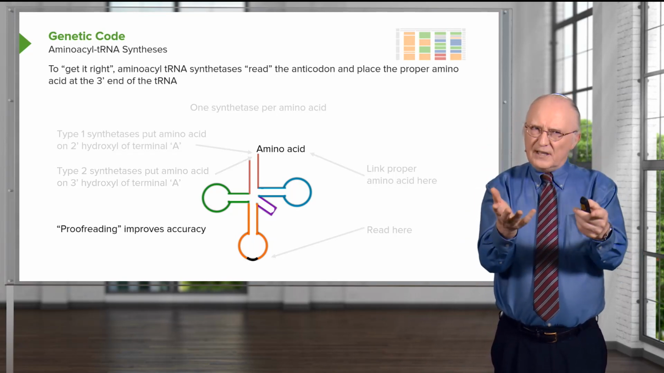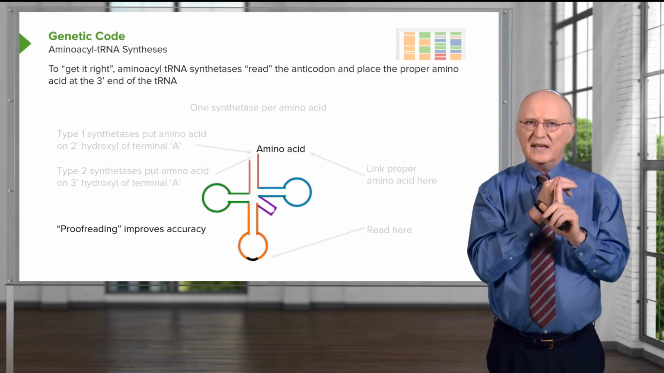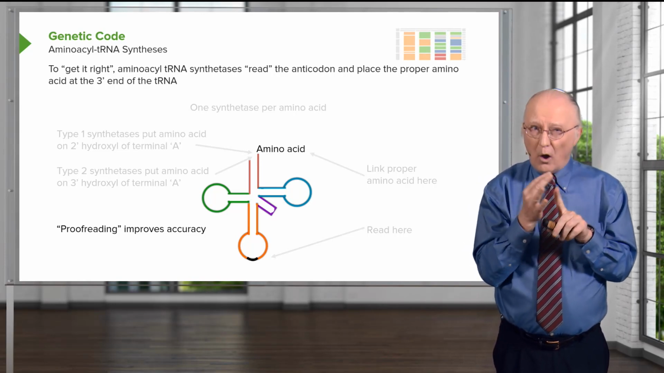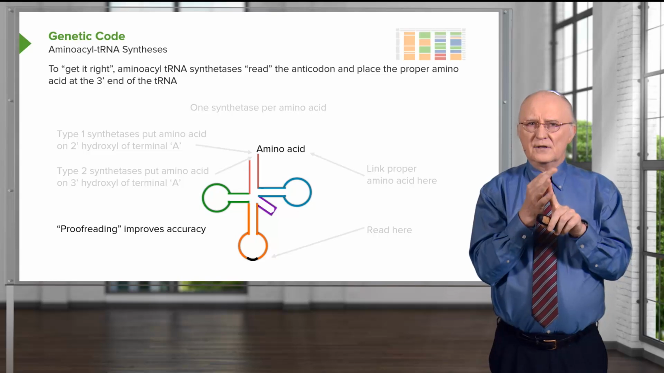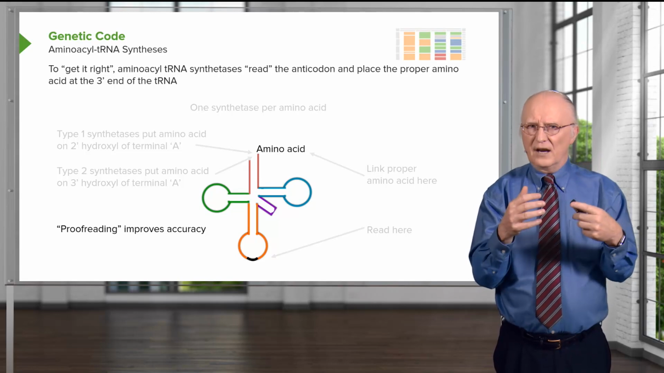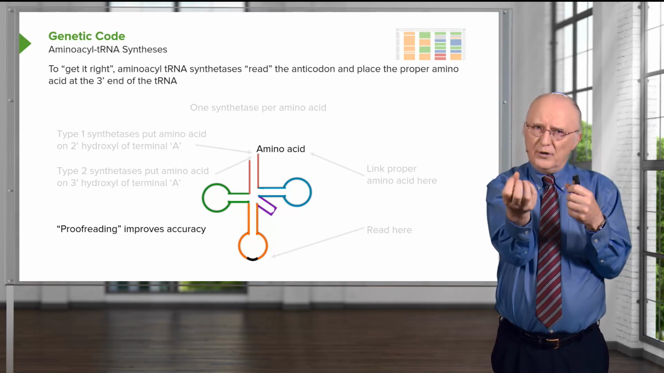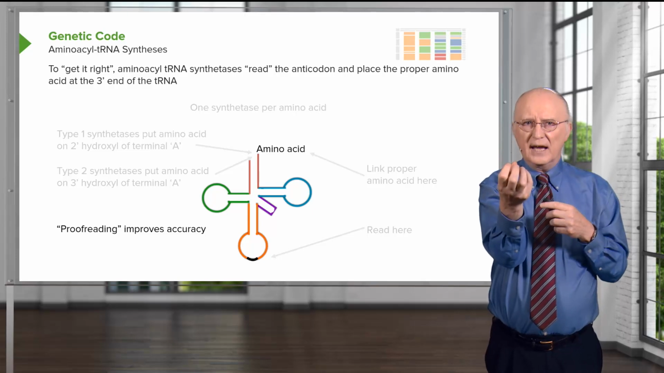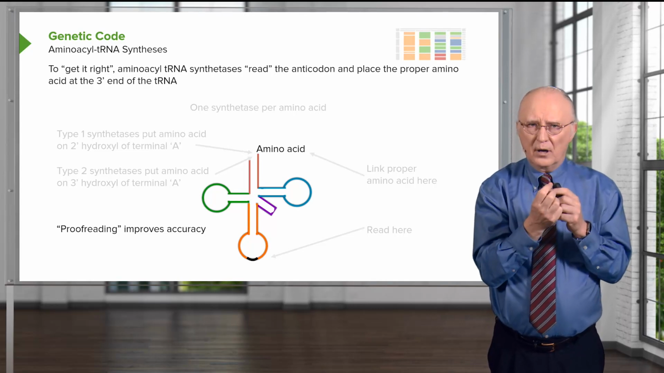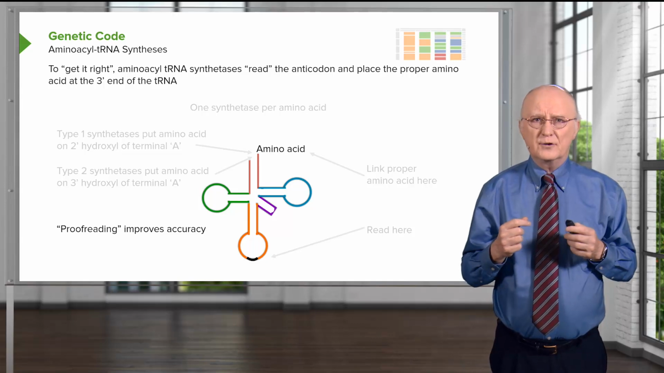Now, an interesting thing about the aminoacyl tRNA synthetases is, like the DNA polymerases that we saw, aminoacyl tRNA synthetases also do proofreading. So as I said, translation doesn't have to be 100% accurate, but it's important enough that the aminoacyl tRNA synthetases are checking after they've put the amino acid onto the tRNA. They're checking to see that they've got the right amino acid corresponding to the anticodon. This helps improve the accuracy of this process I've just described to you.